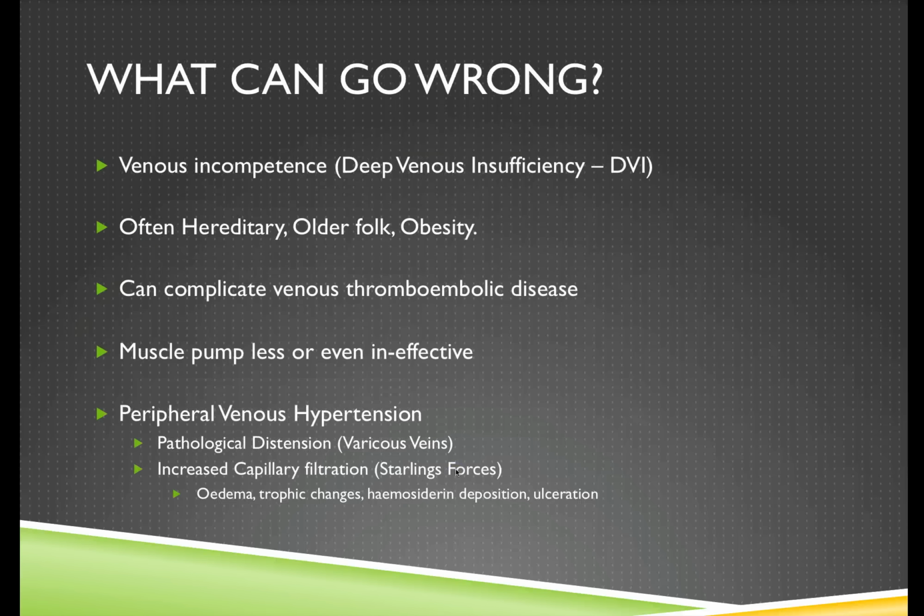So what can go wrong with this system of peripheral veins? Well, you can have venous incompetence, typically deep venous insufficiency, which is often hereditary, more common in the elderly and associated with obesity. If you have venous thromboembolic disease, then the veins can be destroyed, they can be occluded, and the valves can be damaged. You can have an ineffective or less effective muscle pump for a variety of reasons. All this can lead to peripheral venous hypertension with pathological distension, for example, of varicose veins, which have a large genetic component. This can cause increased capillary filtration obeying Starling's forces, and you get subsequent edema, trophic changes, hemosiderin deposition, and unfortunately ulceration for some patients.